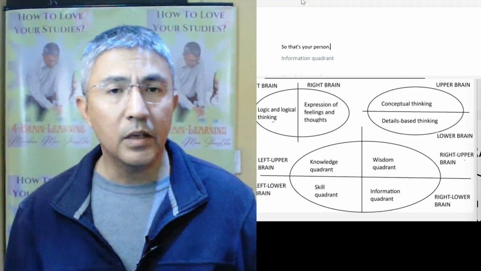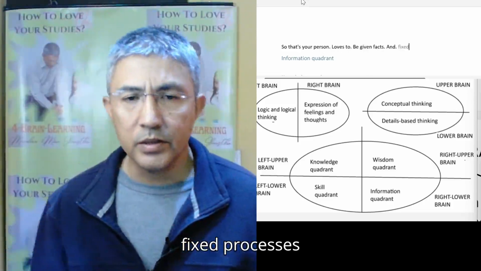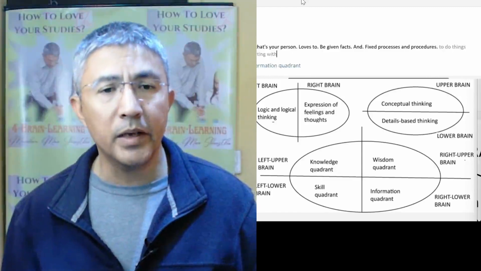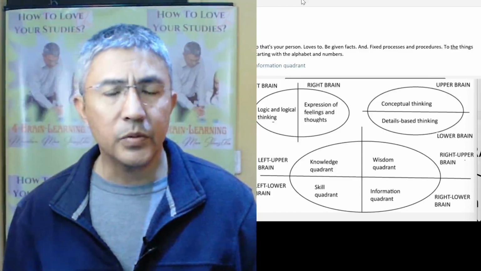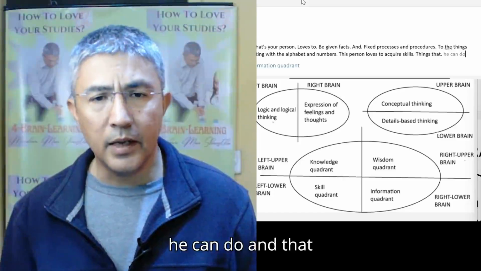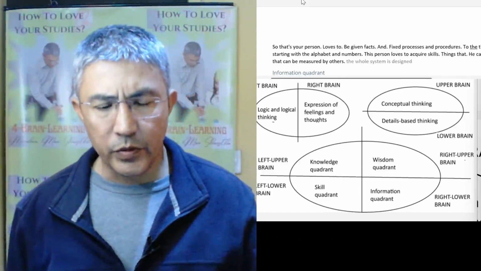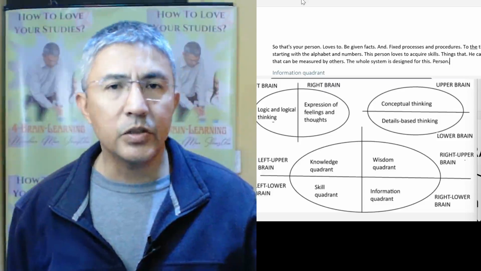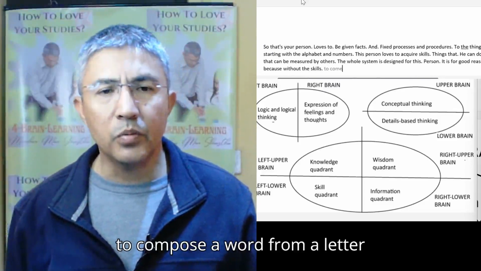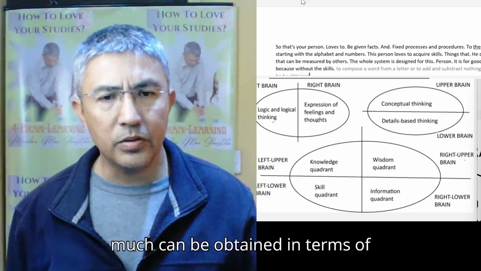Such a person loves to be given facts and fixed processes and procedures to do things, starting with the alphabet and numbers. This person loves to acquire skills, things that he can do and that can be measured by others. The whole system is designed for this person. It is for good reasons, because without the skills to compose a word from a letter or to add and subtract, nothing much can be obtained in terms of education.